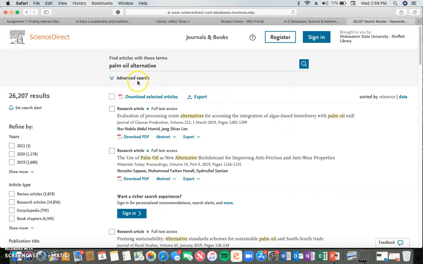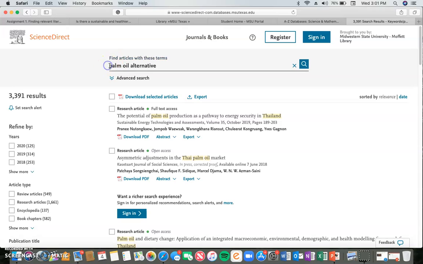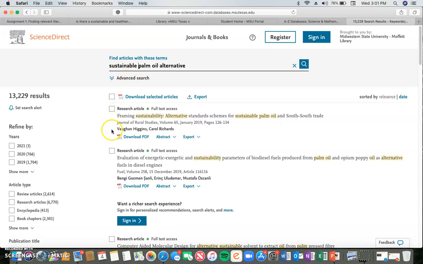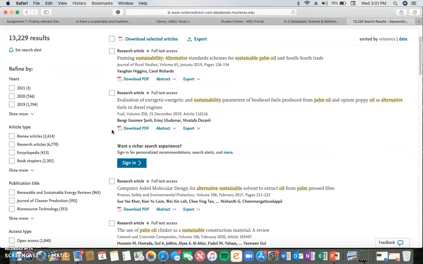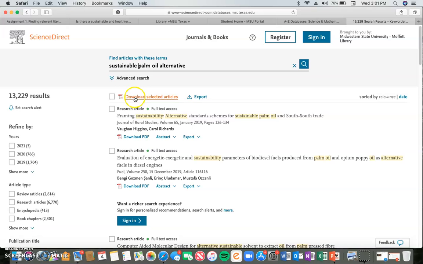So another keyword that I typed in was sustainable at the beginning. So sustainable palm oil alternative. That narrowed it down a little bit. But yeah, so this is just the database that you can use for your own research project. I wanted to just quickly show y'all.